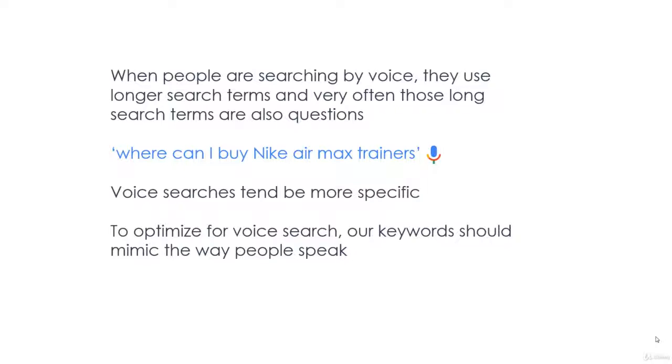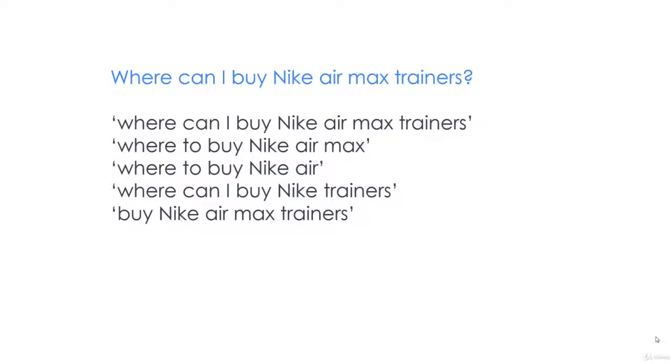So taking this example here, where can I buy Nike Air Max trainers? We could have that as the title of our piece of content, so as the main keyword and the title. And by default, we're not only optimizing for the search term, where can I buy Nike Air Max trainers, because these very long tail search terms with lots of words, the search volume is usually very low, but by default, we are also optimizing for search terms like where to buy Nike Air Max, where to buy Nike Air, where can I buy Nike trainers, buy Nike Air Max trainers.